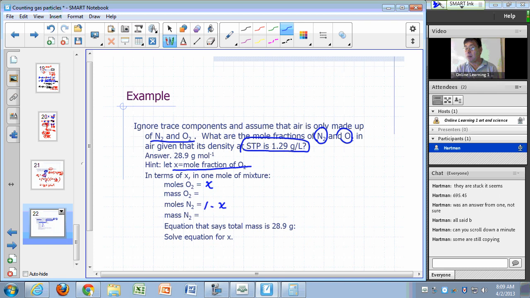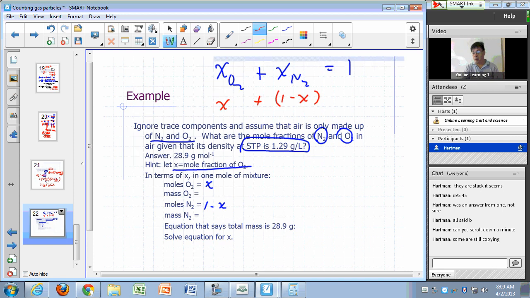Okay? If you have 1 mole total, X moles would be oxygen, 1 minus X moles would be nitrogen, because your mole fraction should add up to 1. So mole fraction of oxygen plus mole fraction of nitrogen should add up to 1. So if we're going to call this X, then this thing has to be 1 minus X so that they add up to 1. Okay?